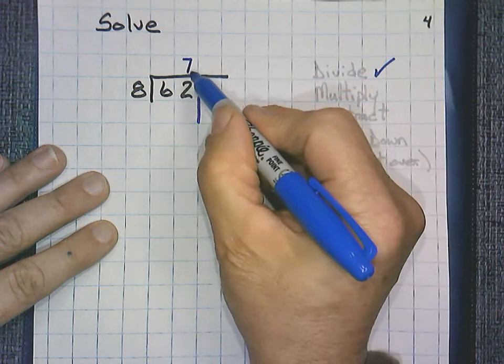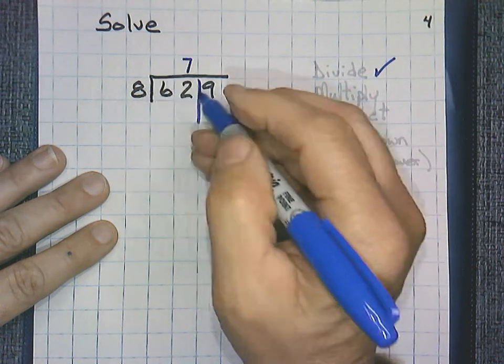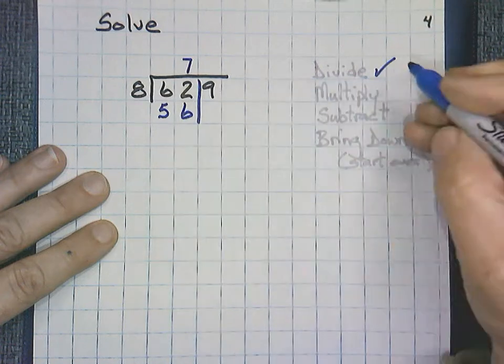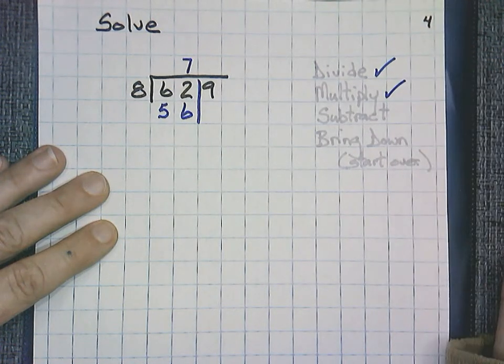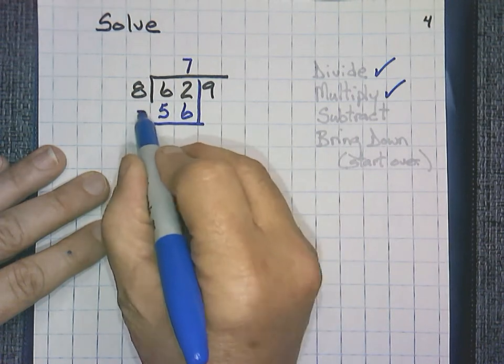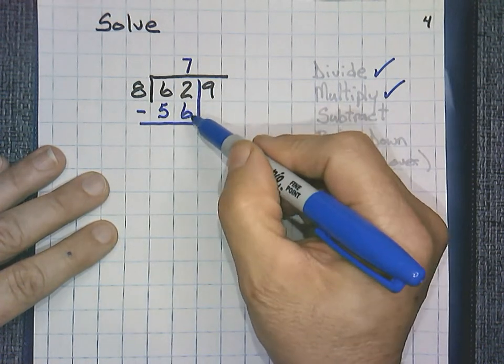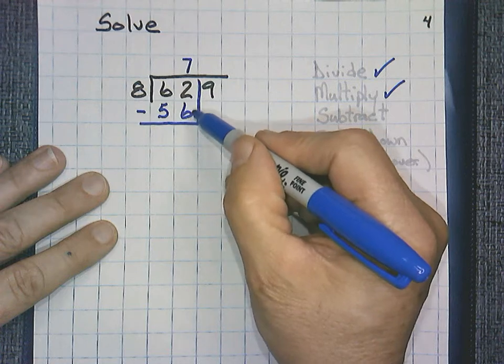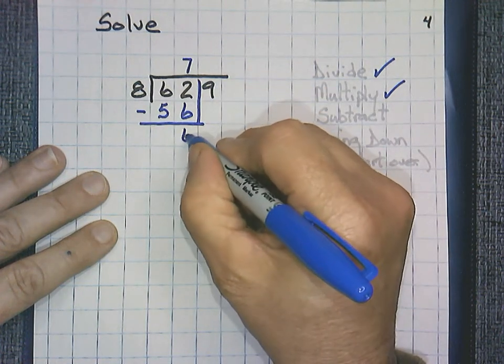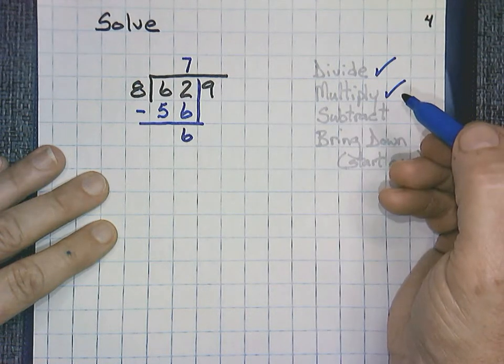Now we're going to multiply 7 times 8. That would get us to 56. That is our multiply step. We got close to 62, but we didn't make it. To find out how close, we have to find the difference, and we're going to subtract. That would equal 6.